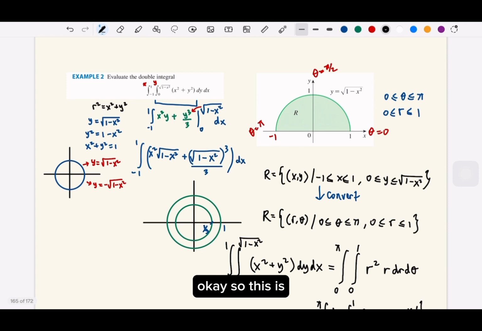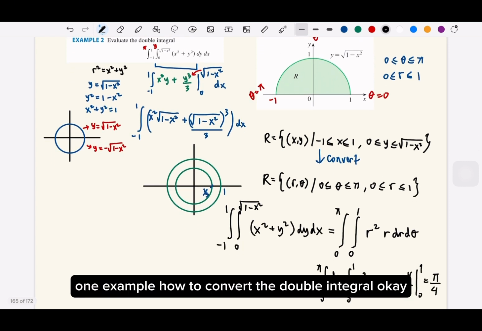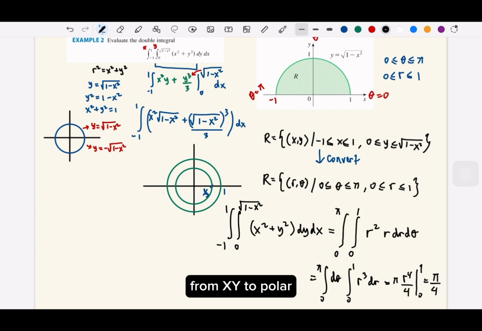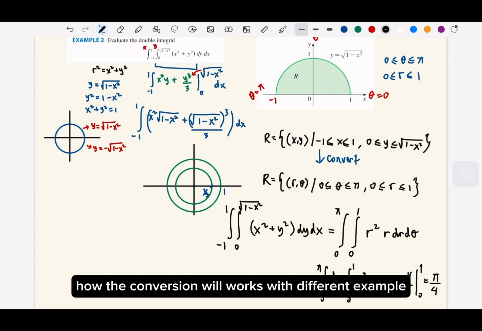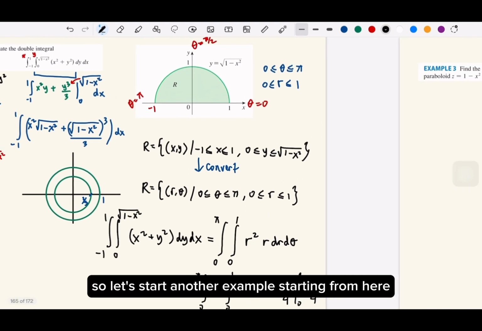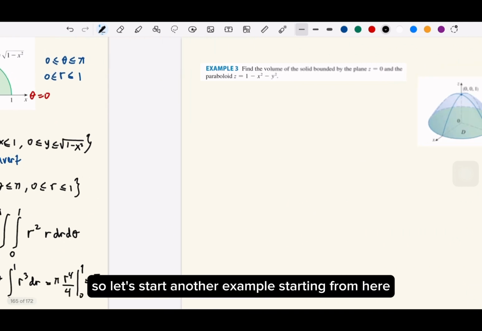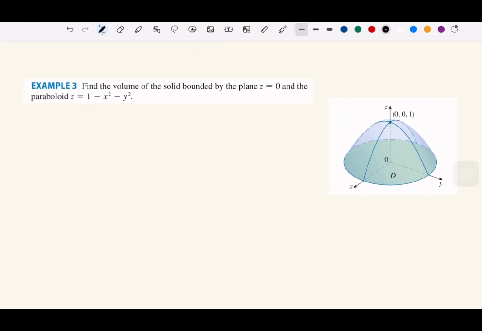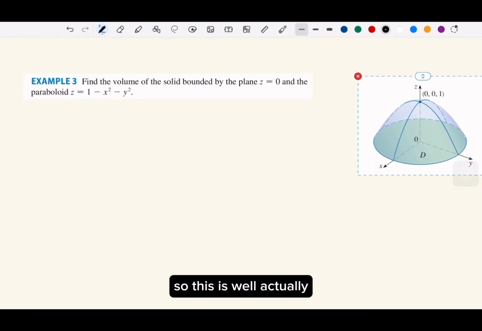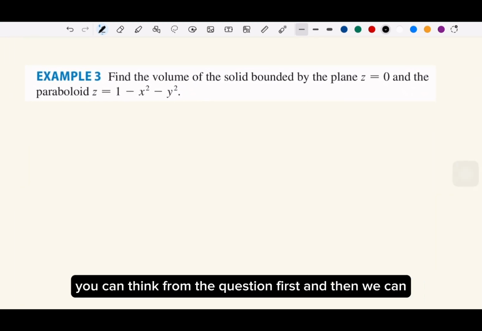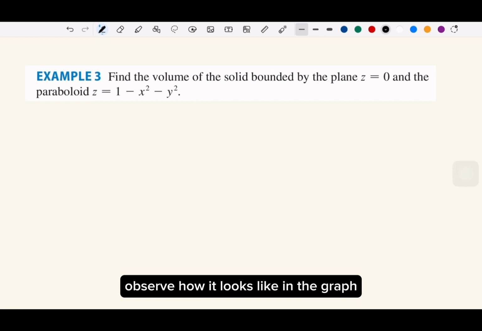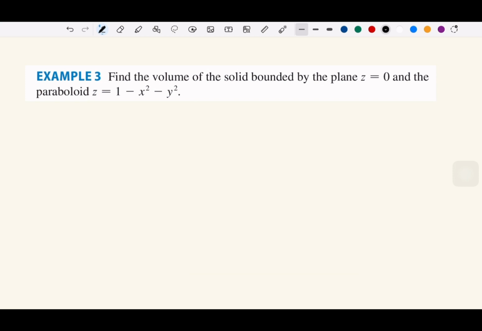Okay, so this is one example of how to convert the double integral from xy to polar. Now I will give you more examples of how the conversion works. So let's start another example from here. You can think from the question first, and then we can observe how it looks in the graph.